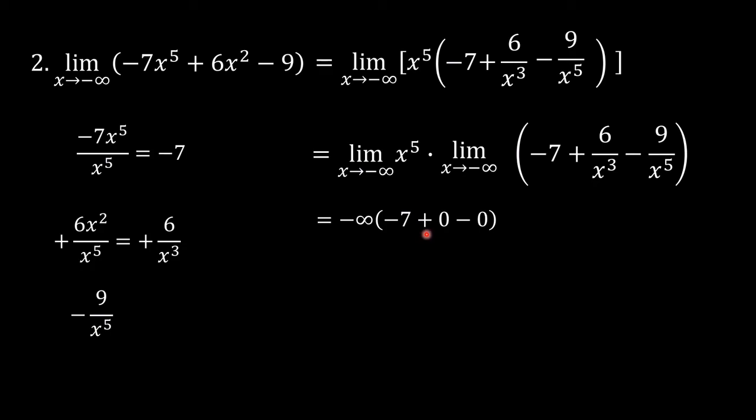Negative 7 plus 0 minus 0 is equal to negative 7. So this is now equal to negative infinity times negative 7. Negative negative is positive, so the final answer is positive infinity.